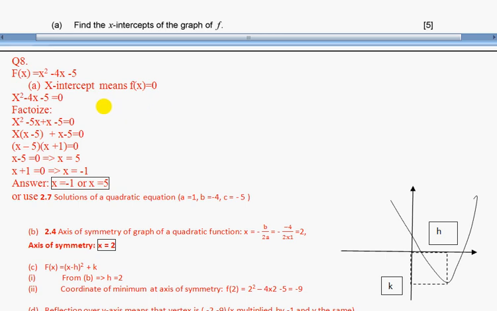So x-intercept means the function equals 0. So the function is x squared minus 4x minus 5 equals 0. Again, we can factorize easily or use the quadratic formula for a equals 1, b equals minus 4, and c equals minus 5. The answers here are minus 1 and 5.